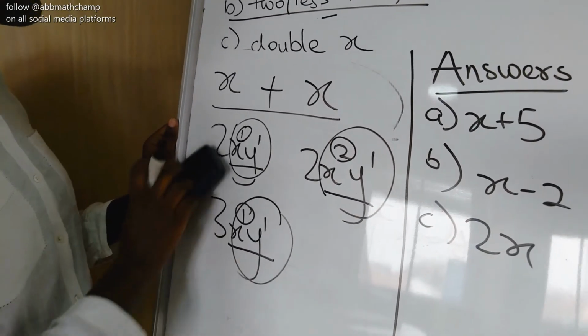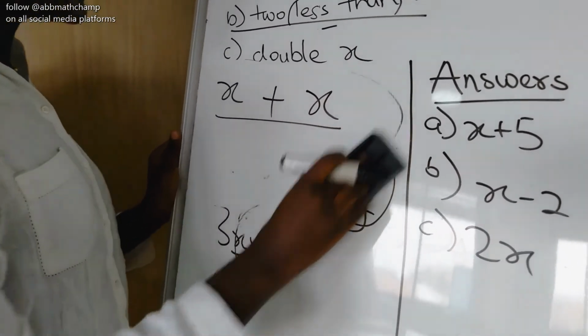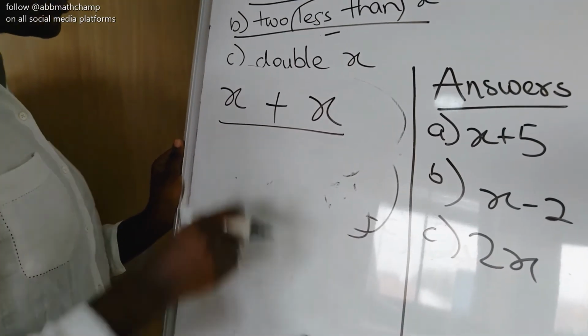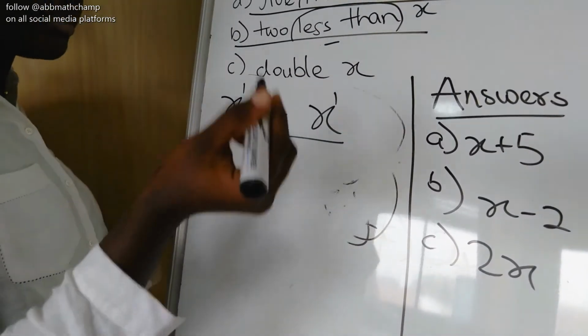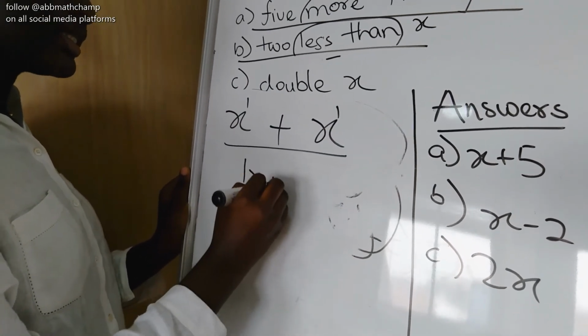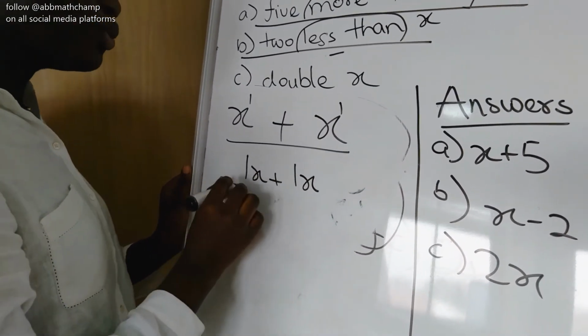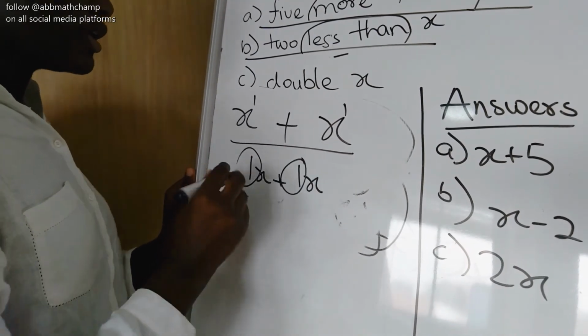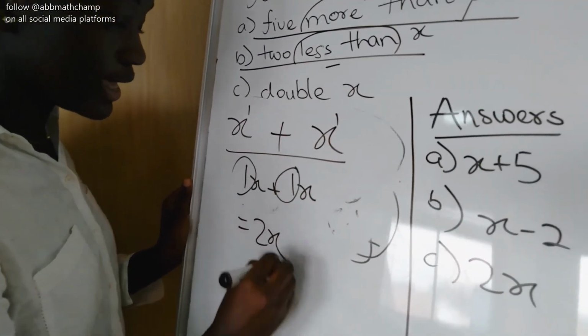So for x plus x, we can see that they are like terms, alright, because they have the same variables with the same exponents. So x plus x can also be written as 1x plus 1x, but you don't write the 1, okay? So that is 2x.